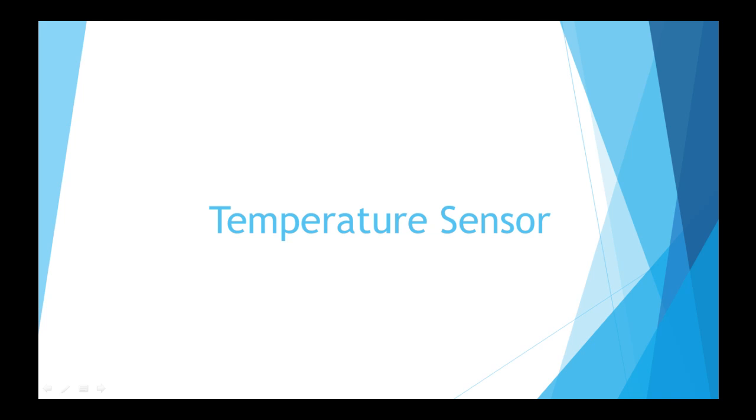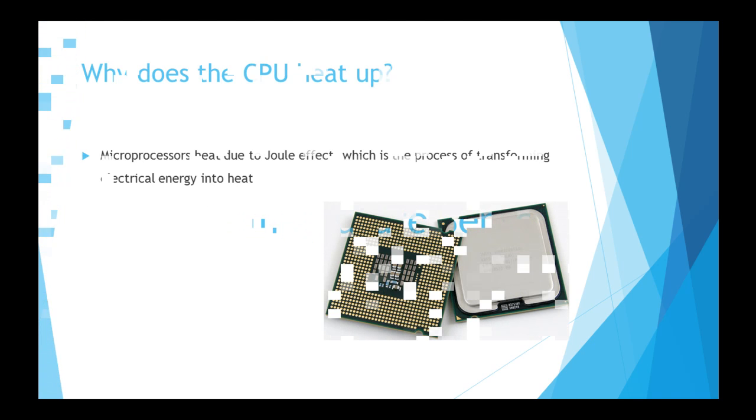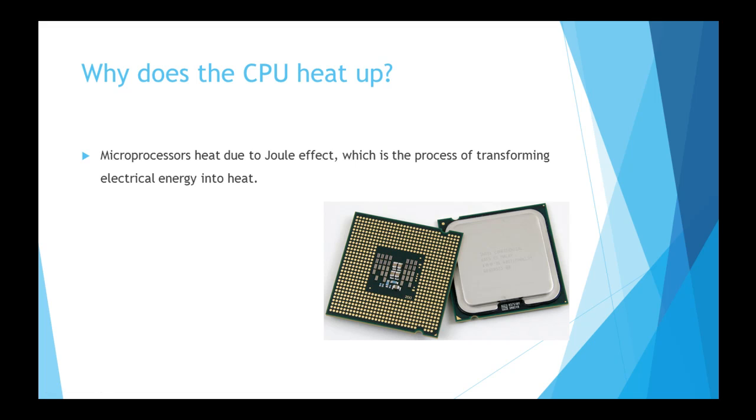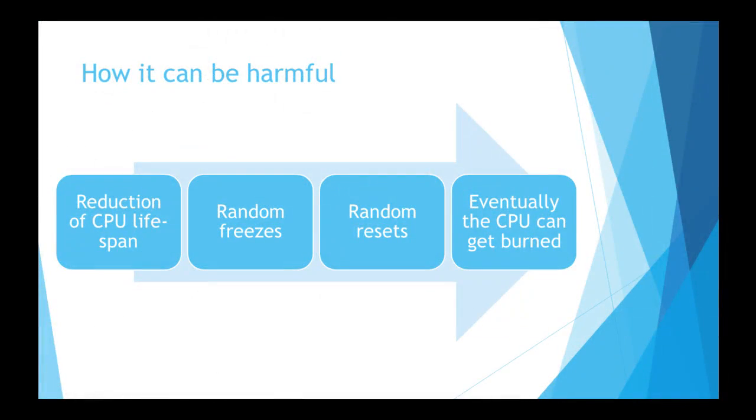Now let us look at the temperature sensor. Why does the CPU heat up? Microprocessors heat due to the Joule effect, that is the process of transforming electrical energy into heat. How can this be harmful? The rise in the temperature of the CPU can lead to a reduction of its lifespan, random freezes, random resets, and eventually the CPU can get burned.